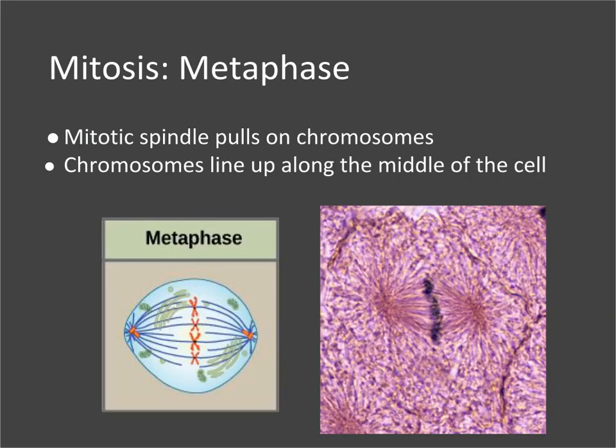The third phase of mitosis is known as metaphase. And what happens with metaphase is that those chromosomes line up right along the middle of the cell. So these dark structures here are the chromosomes. And then you can see those microtubule spindle fibers coming out from those centrioles attaching to those chromosomes.